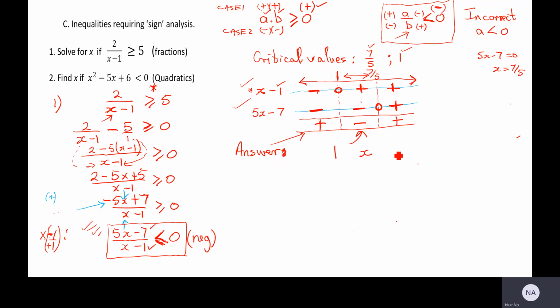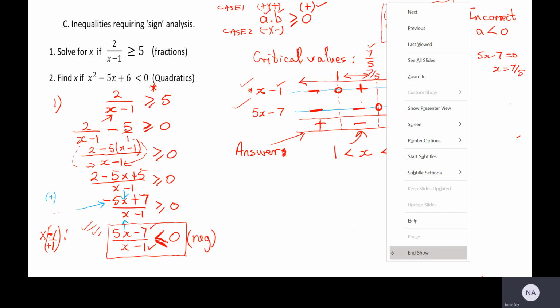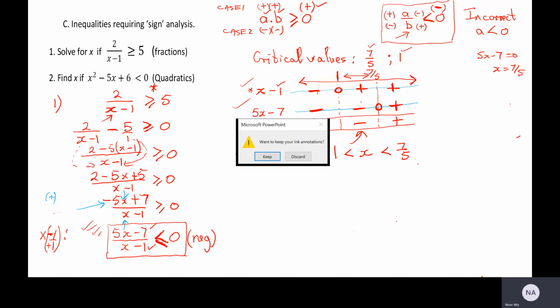x is between 1 and 7 over 5. So x is greater than 1, less than 7 over 5. There's your answer, except for one thing. This is a greater than or equal to, which means I'm going to put a greater than or equal to.